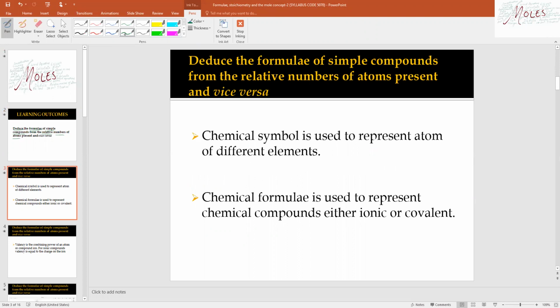In my last lesson, I talked about chemical symbol, chemical formula, and valency. Chemical symbol is used to represent atoms of different elements. For example, Mg is the symbol for the element magnesium. K is the symbol for the element potassium.